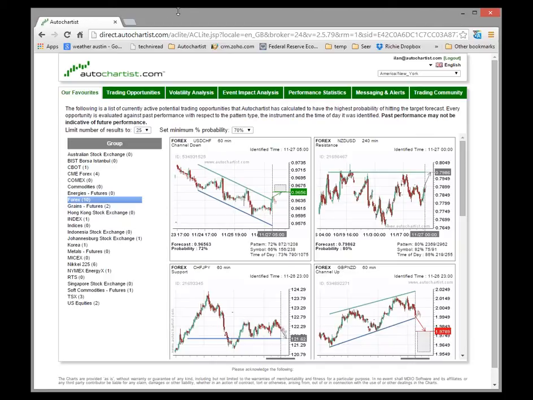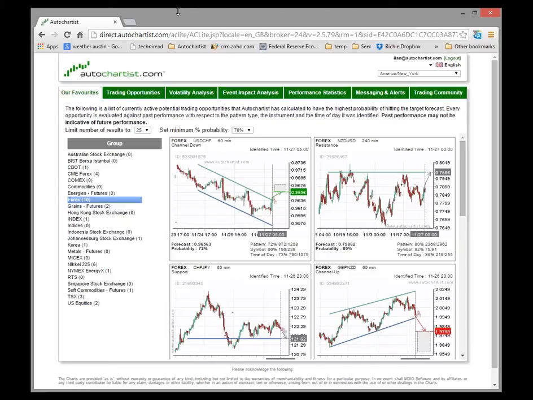Now, Job asked a question. Before I go into my last part of my presentation, Job asked a question about, is there a way to find the expected time range for completion of the forecast? Job, there isn't a scientific way, but I'll give you an anecdotal way of how I look at it.